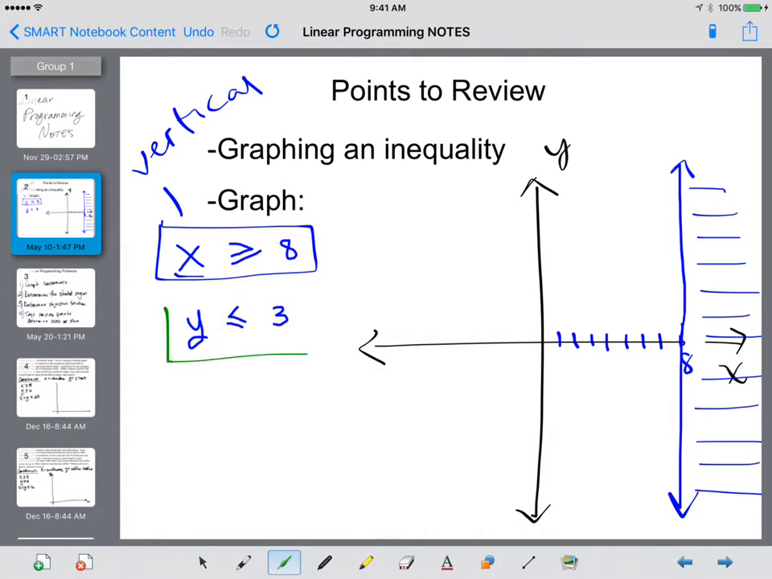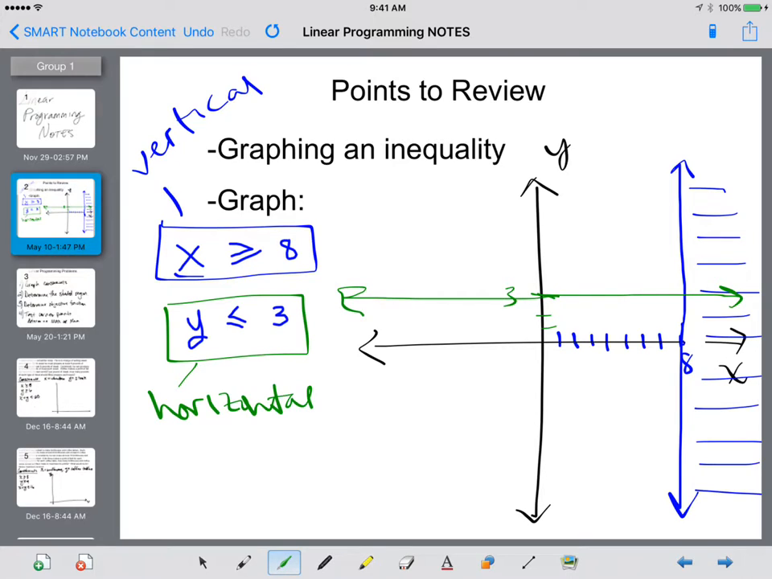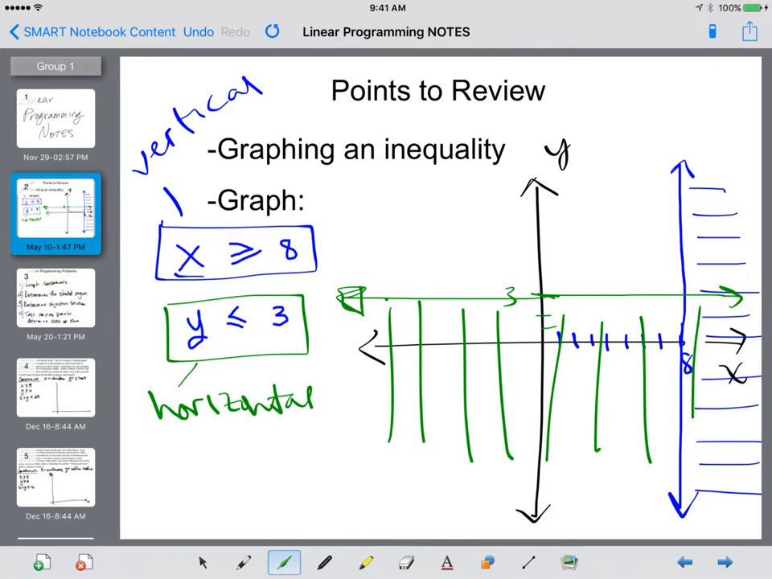If we wanted to graph y is less than 3, well, this is a horizontal line. So I'm going to go up to 3 on the y-axis. And my line is going to be this horizontal line straight across. And it is less than 3, so my shading would be all the numbers less than 3, which would be down below. So we're going to have these types of examples in these notes that we're going to graph.